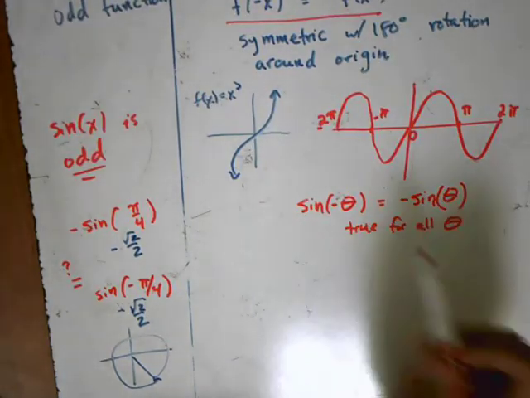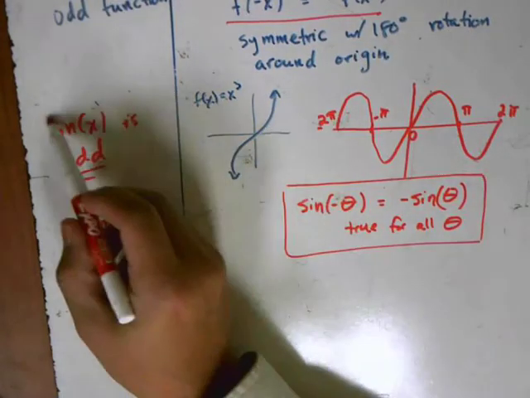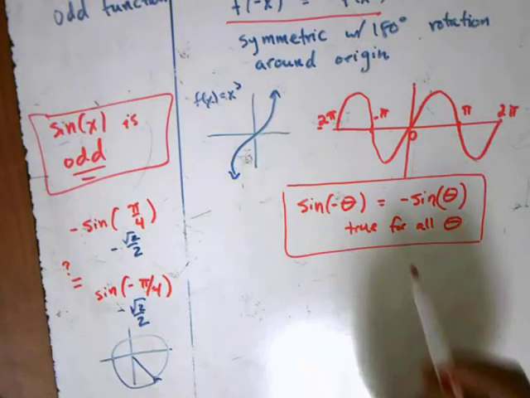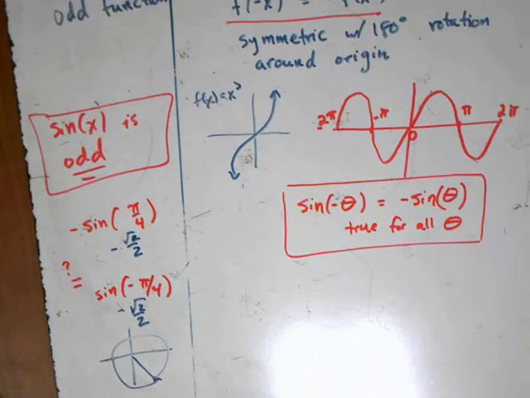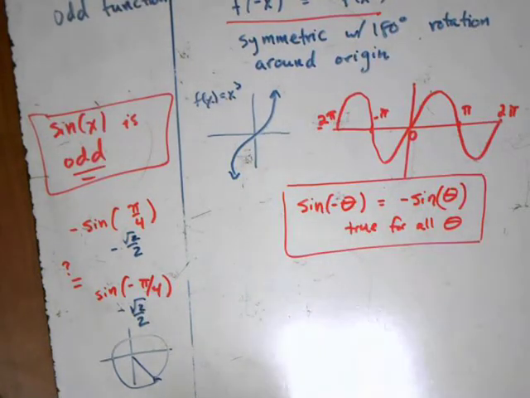So the main point to take away from here is that the sine function is odd, and the sine function obeys the definition of odd functions, which is sine of negative theta is always equal to negative sine of positive theta.